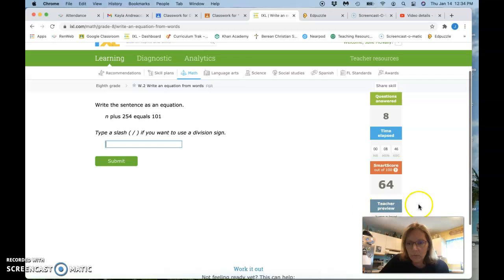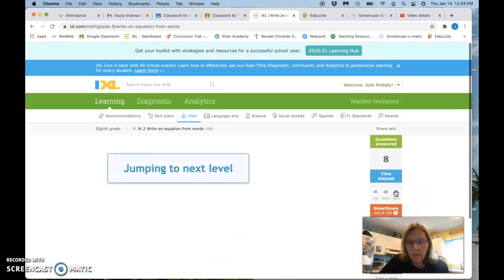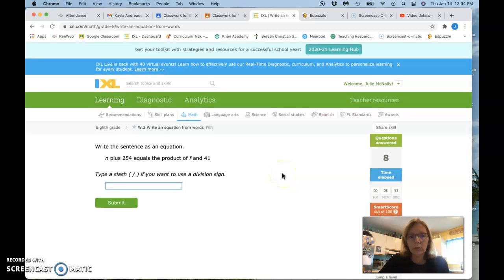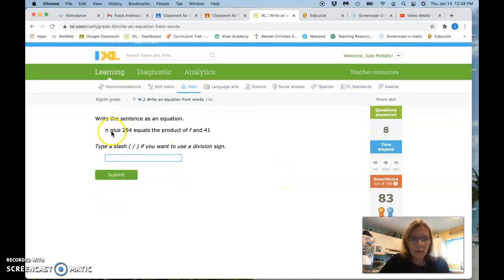All right, I'm going to jump again. And so if you're getting some wrong around this area, you really need to read the explanation because it will explain it to you well.